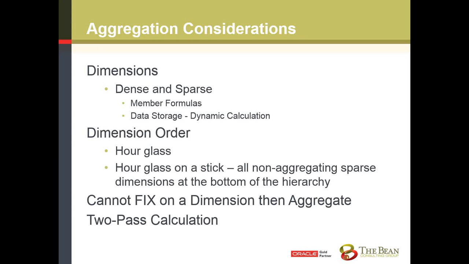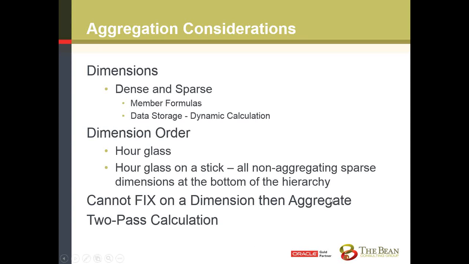Some of the other things to consider for aggregation purposes is your dimension order. Again, this is talking about BSO. You want to use what's called an hourglass design if you can, which is starting with your largest dense dimensions on the top of your outline, going down to your smallest dense dimensions, then starting with your smallest sparse dimensions and going out to your largest sparse dimensions. There's also what's called hourglass on a stick, which moves all of your non-aggregating sparse dimensions to the bottom of the hierarchy. So things like scenario and version, which typically are not aggregated, you move to the bottom of the hierarchy.